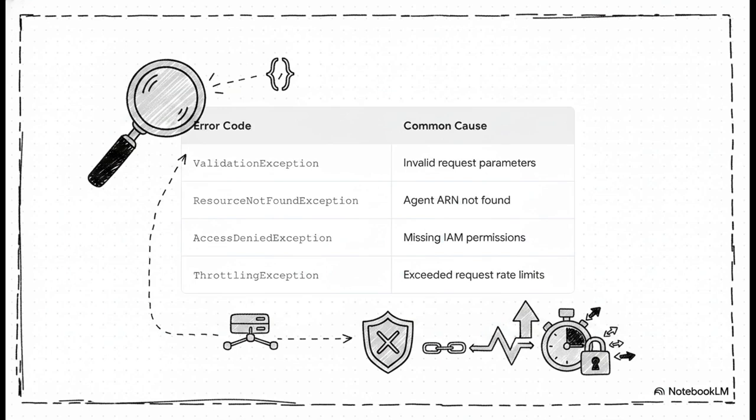If you see a validation exception, the first thing to check is your request parameters. Get a resource not found? Double-check that agent ARN. Access denied is almost always an IAM permission issue. And if you get throttling, well, your app is just making calls too fast and you need to slow it down.